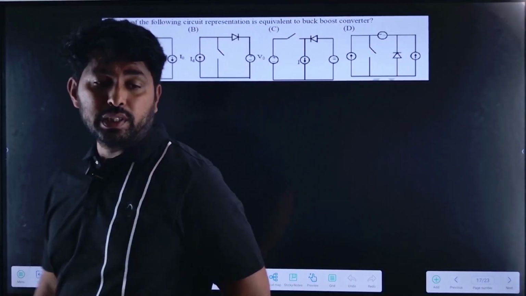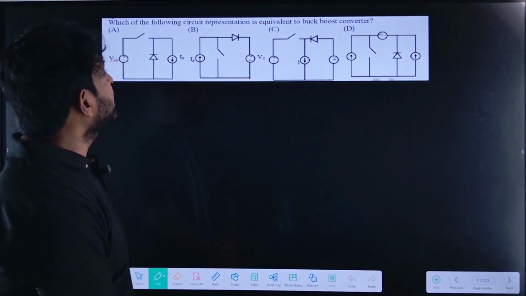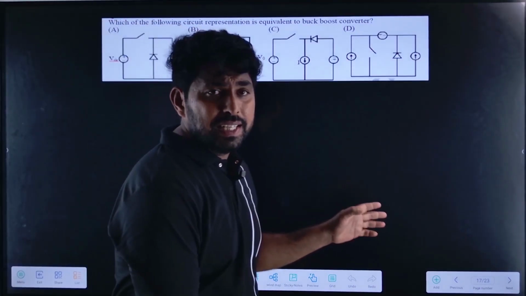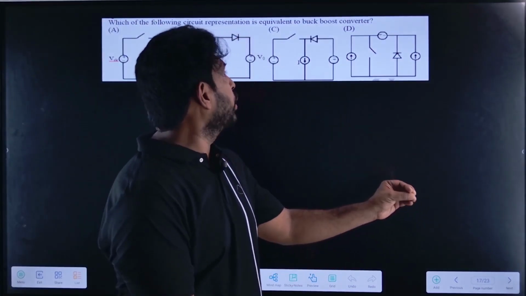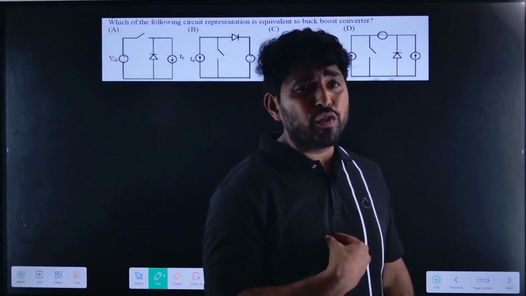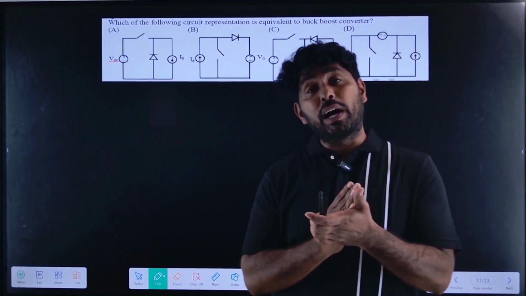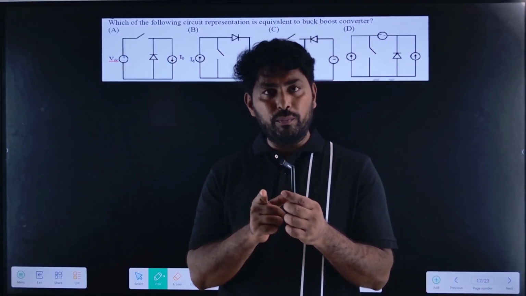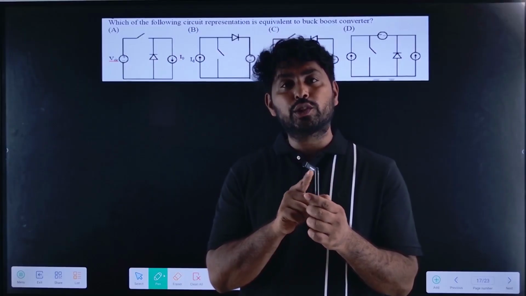Let us solve the next question. So, you can answer this question. Which of the following circuits represents an equivalent circuit for the buck-boost converter? First, what we have to remember, in case of buck-boost converter, the inductance is placed in between the source and load.